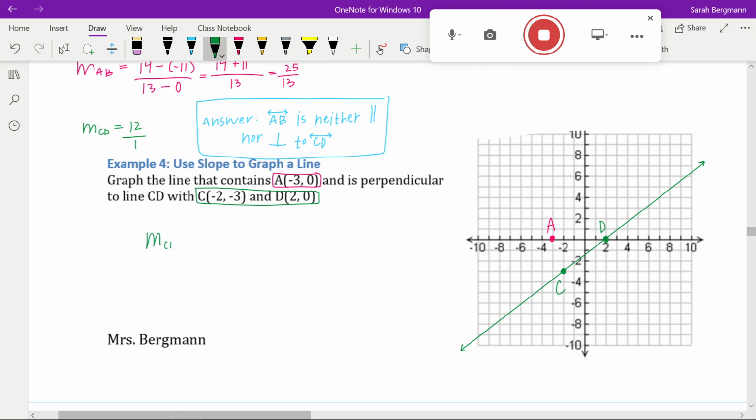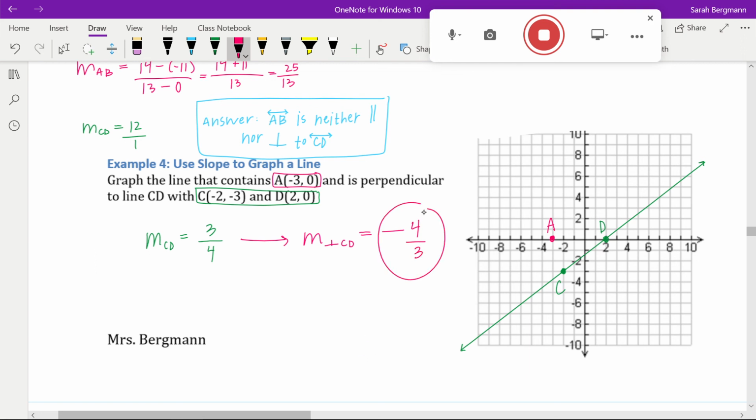Let's first find the slope of CD. We'll do rise over run again. It goes up 3/4. That means that the slope perpendicular to line CD, so I'll represent that with perpendicular to CD using this symbol for perpendicular, must be the opposite reciprocal. So since the original slope's positive, I know the perpendicular slope is going to be negative. And then the reciprocal of 3/4 is 4/3.